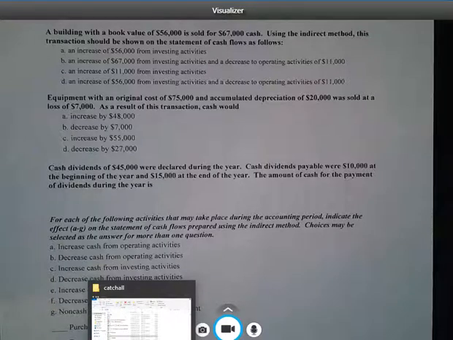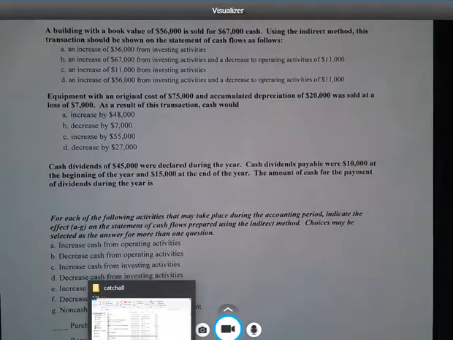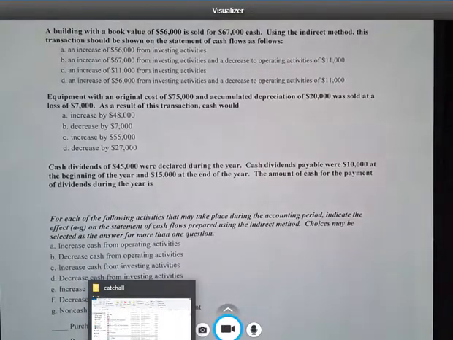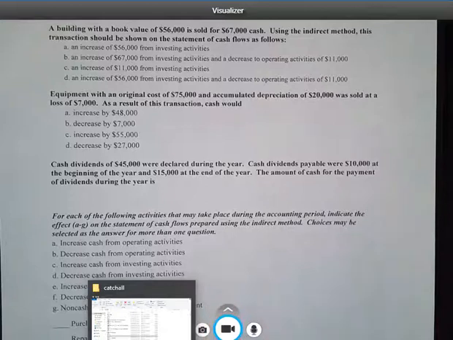Let's continue with our discussion of the statement of cash flows. All right. Right up here at the top, it says a building with a book value of $56,000 is sold for $67,000 cash. Using the indirect method, this transaction should be shown on the statement of cash flows as.